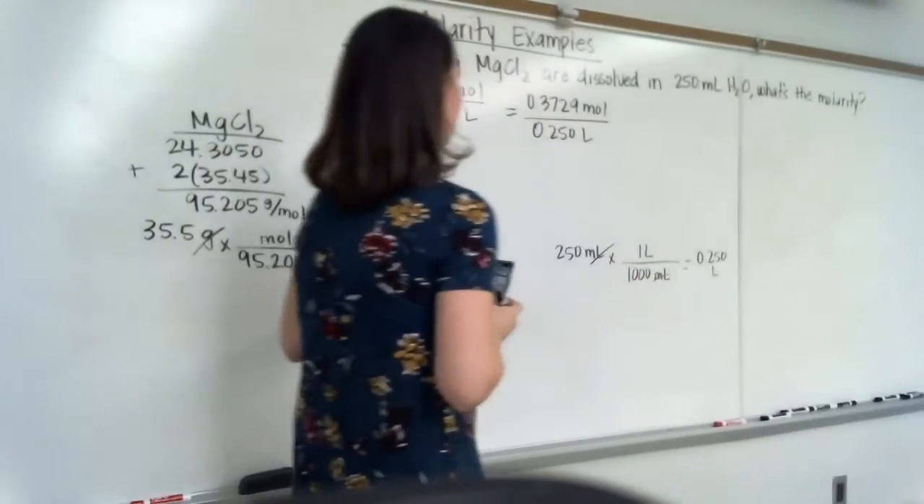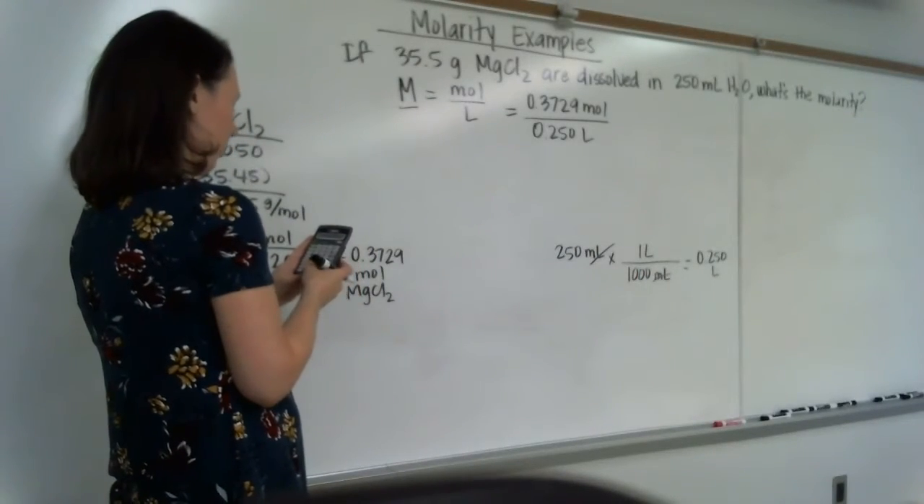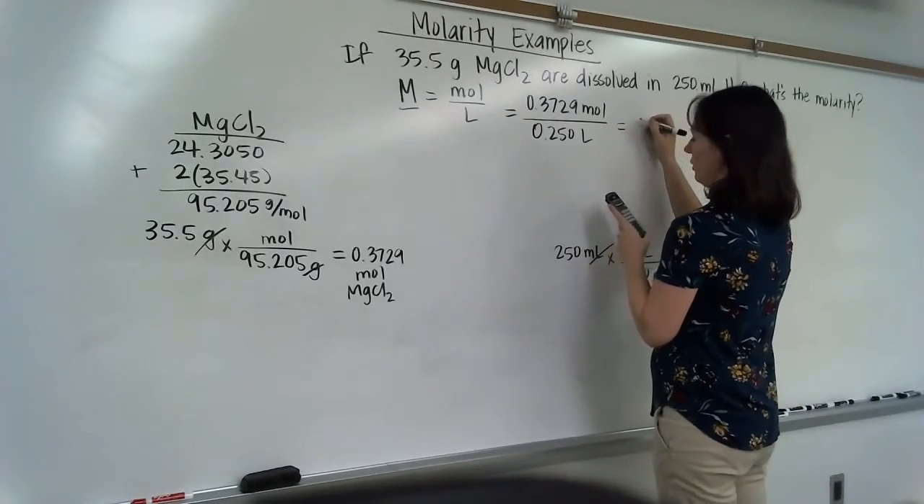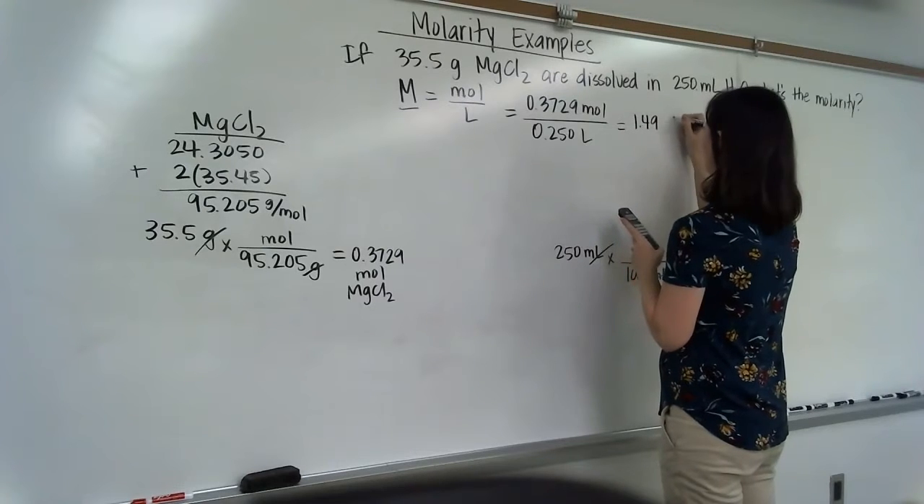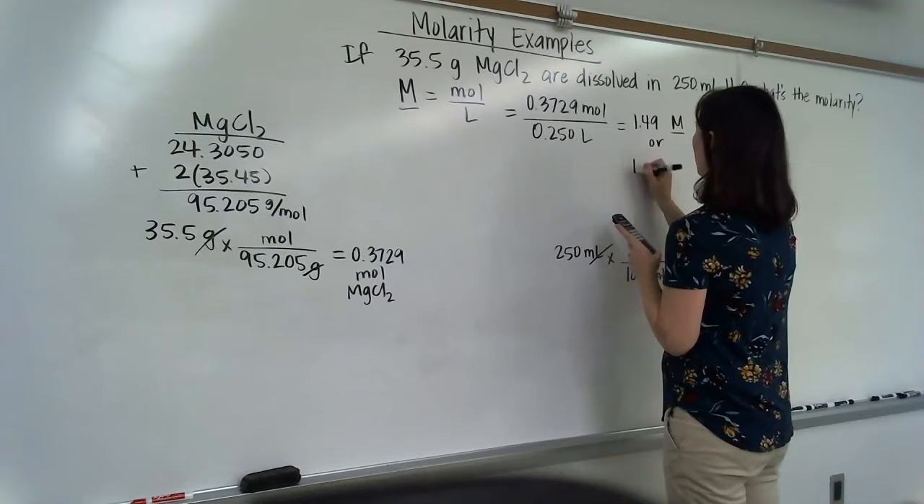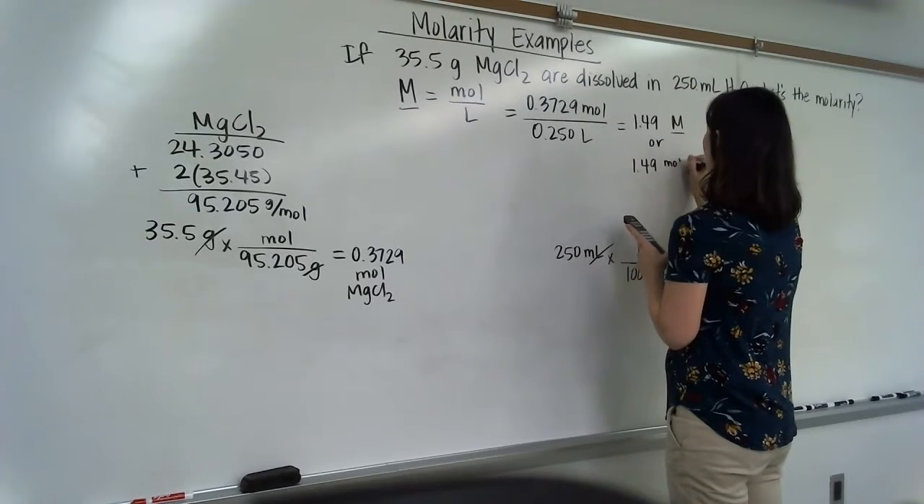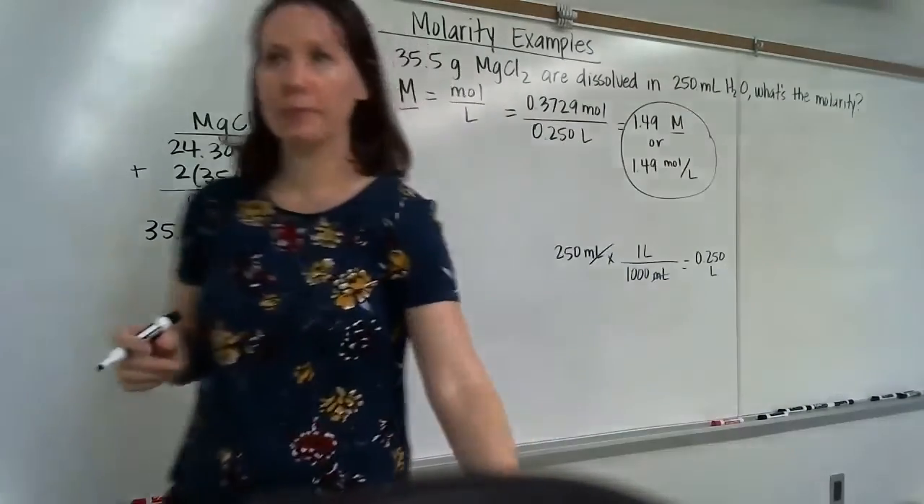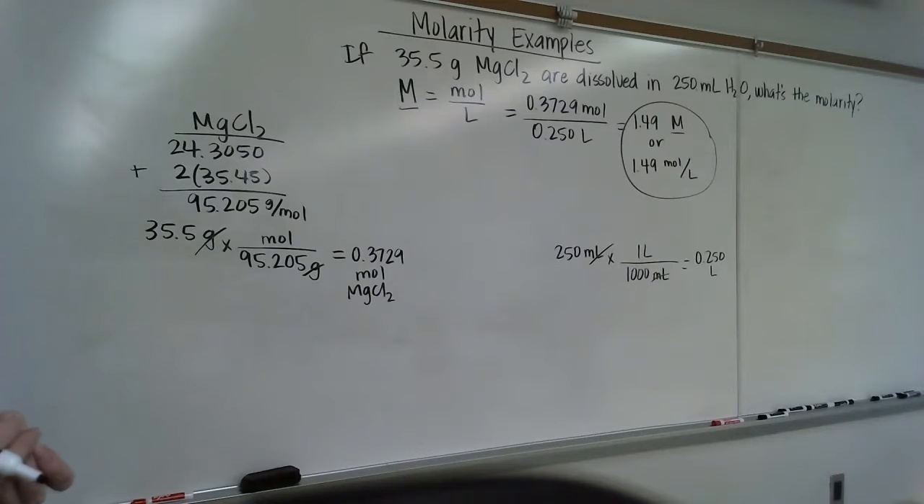All right, so let's do our dividing. Divided by 0.25. Keeping 3 significant figures would give us 1.49. And in terms of units, you could either write capital M or you could write 1.49 moles per liter. I don't care how you write the units. You can either write capital M or you can write moles per liter, whichever makes you happy, because they're both acceptable.